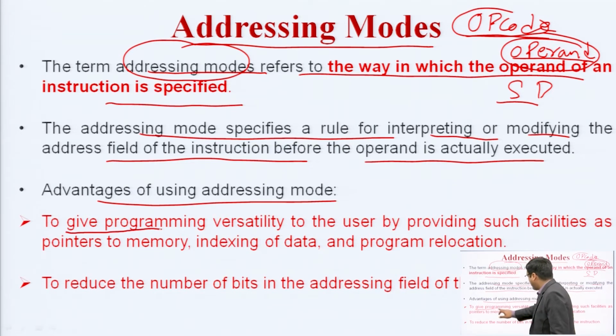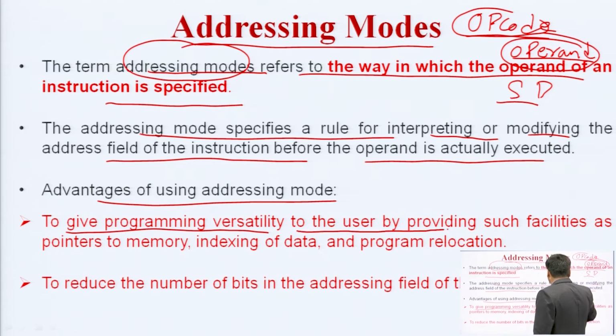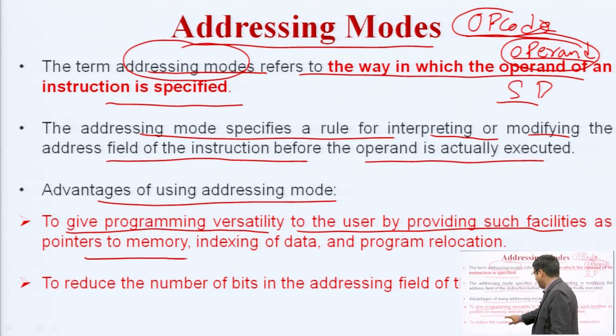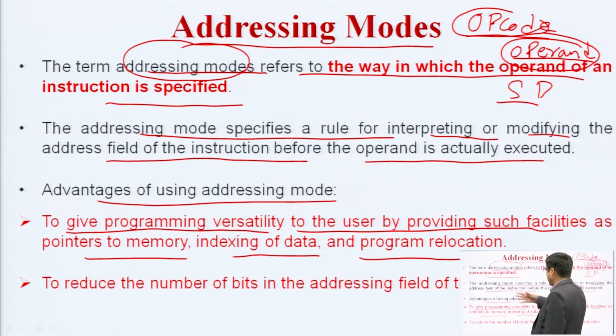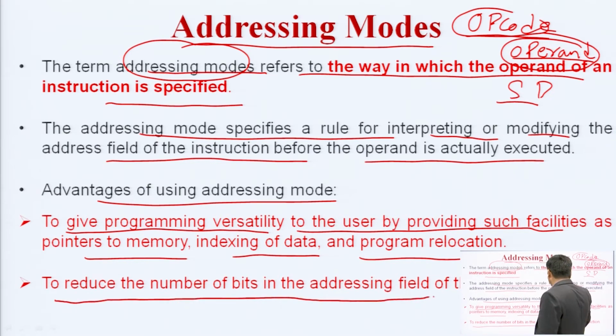So, what are the advantages of using addressing modes? Addressing modes give us programming versatility because we can move data from a memory location, we can move immediate data, and we can also move a direct value into another register. It gives versatility to the user by providing such facilities as pointers to memory, indexing of data and program relocation. In further slides, we will learn how we can configure our registers and how we can move data from one register to another register. Using addressing modes also reduces the number of bits in the addressing field of the instruction.